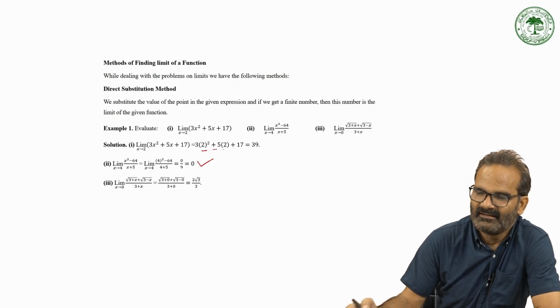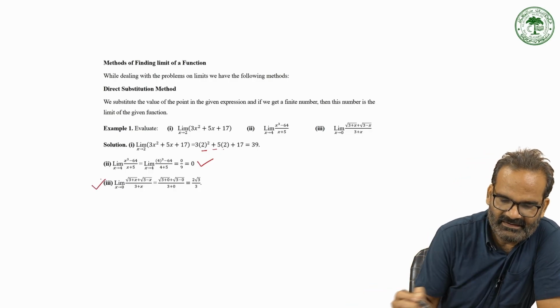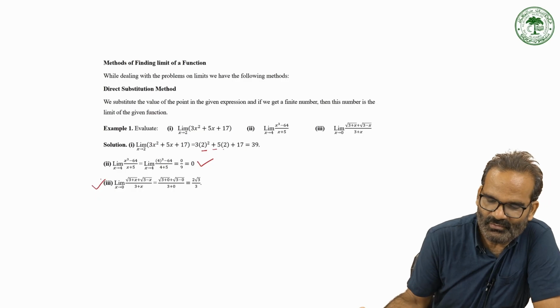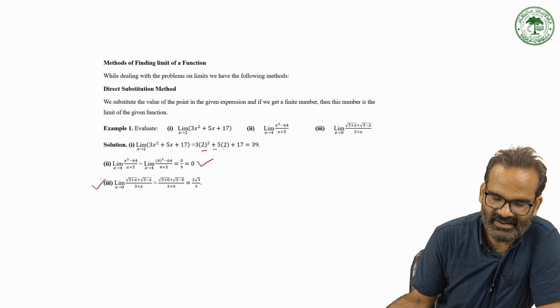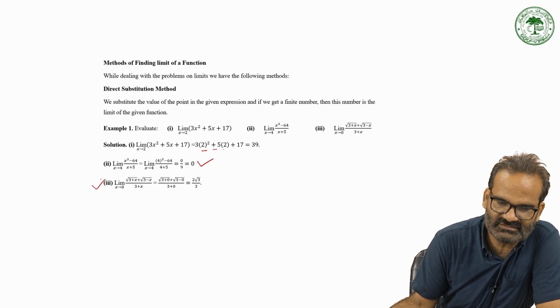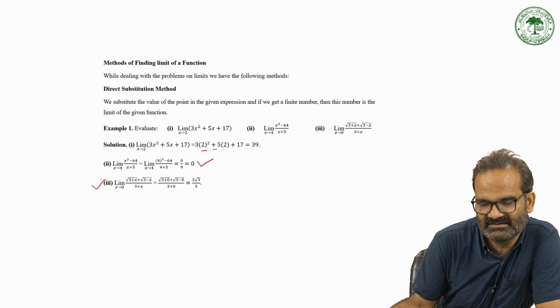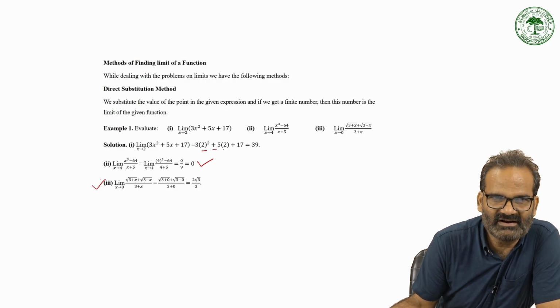Clear? Now take question number 3. Limit x tends to 0 of the square root of 3 plus x plus the square root of 3 minus x, divided by 3 plus x. So this function's numerator contains square roots, right?